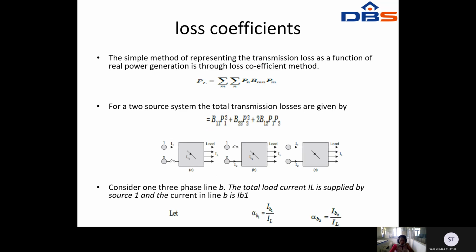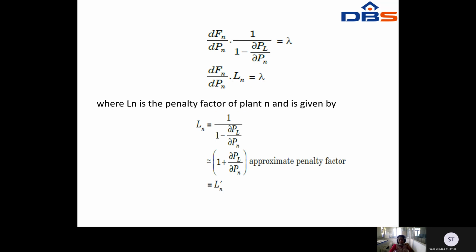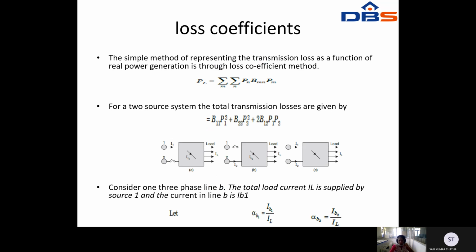Next, loss coefficients. So this is the penalty factor. For the economic dispatch problem with losses, we have calculated the penalty factor and Lagrange multiplier. Next we go to loss coefficients. The simple method of representing the transmission loss as a function of real power generation is through the loss coefficient method.